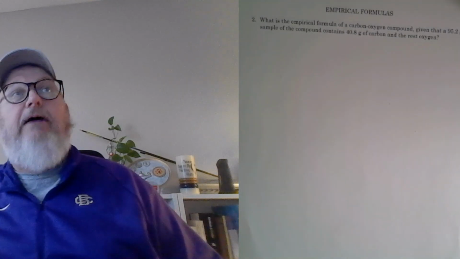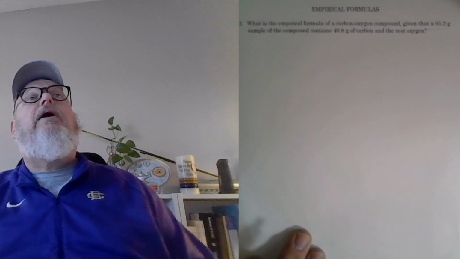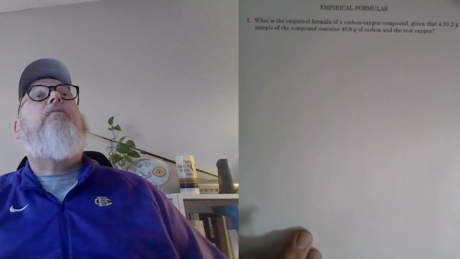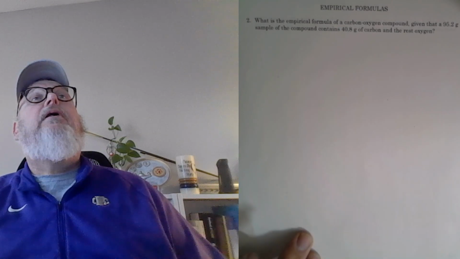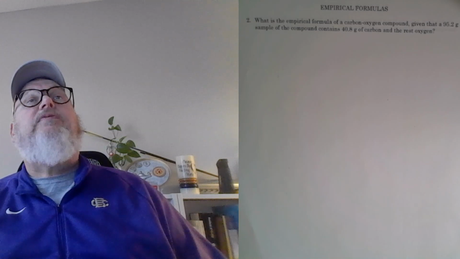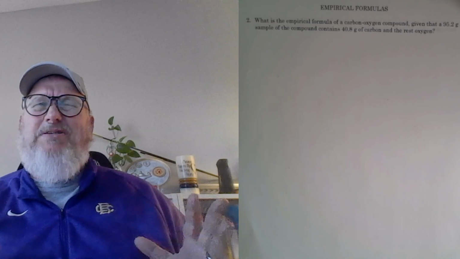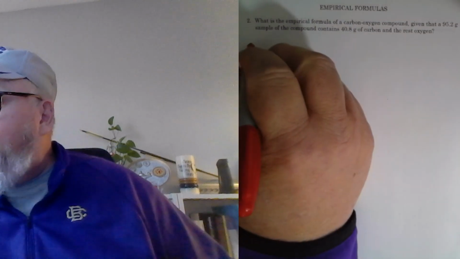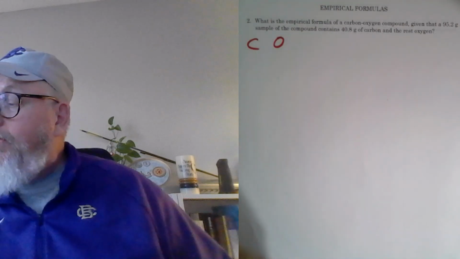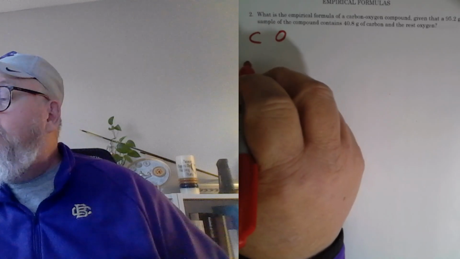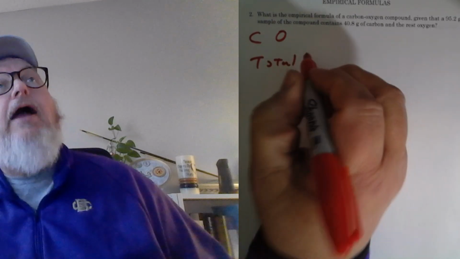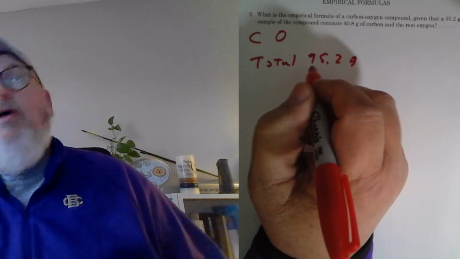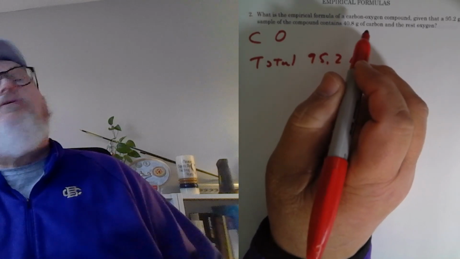Okay, so let's give it a shot. What is the empirical formula of a carbon-oxygen compound, if a 95.2 gram sample of the compound contains 40.8 grams of carbon and the rest is oxygen? This is just slightly tricky, but not too bad. So the total, carbon and oxygen, is 95.2 grams. It gave us the mass of carbon.